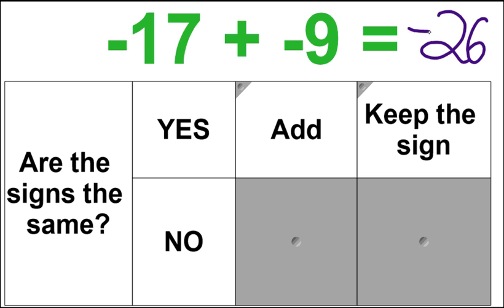Yesterday, someone pointed out in a couple of the classes that you can always still think of it as sign of the bigger number. So if I did the sign of the bigger number, that is 17, and 17 was negative. So if you get confused on which sign to keep, just always think sign of the bigger number.